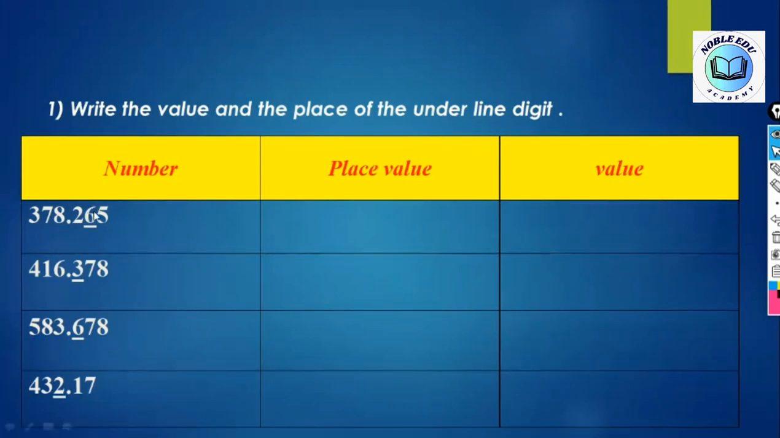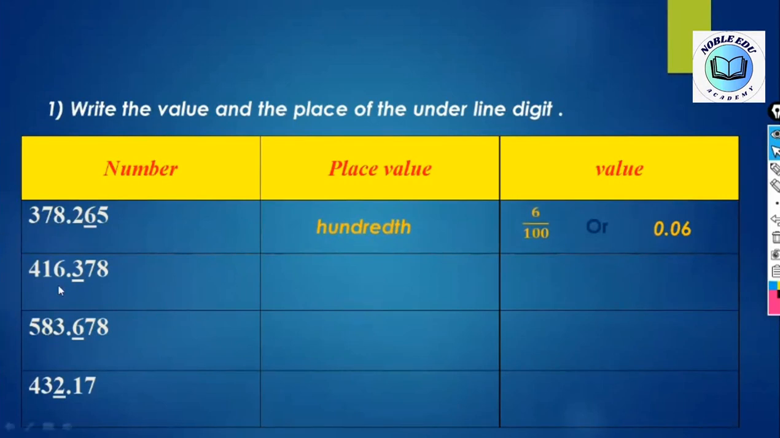So the 6 here, in which place value is it? The first digit after the decimal point is tenths, next hundredths, and then thousandths. So the 6 here, the place value is called hundredths. And what about the value? 0 point, hundredths, you have two places, so 0.06 or 6 over 100.